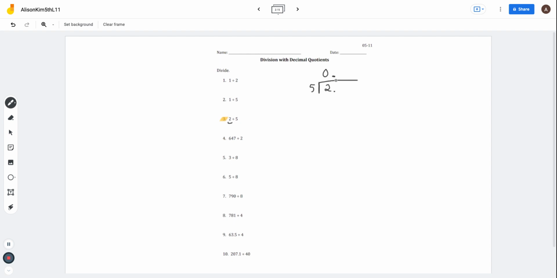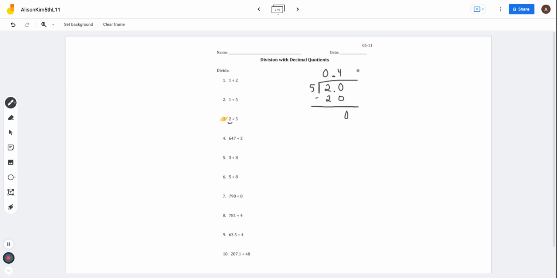And then, as I said, 2 is the same thing as 2.0, so I'm going to put a 0 right here. And now we know that 5 can go into 20. We just disregard the decimal when we're actually dividing. So instead of 5 going into 2.0, it's going to be 5 going into 20. And we know that 5 can go into 20 4 times, so we put 4 right here. 5 goes into 20 4 times without any remainder, or evenly, because 5 times 4 is 20. We just subtract 20 from 20, and we get 0.